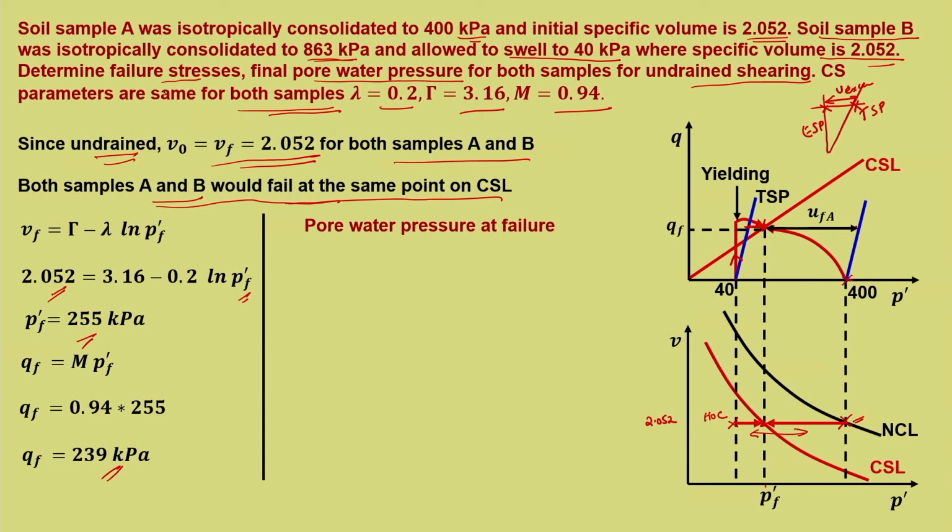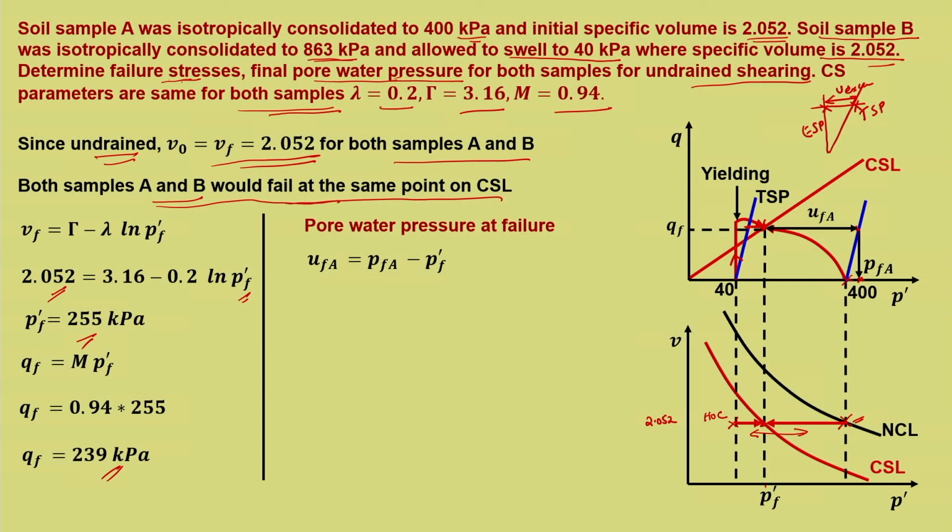So, we have determined the failure stresses. Now, we are left with final pore water pressure at failure. So, UFA is equal to PFA minus P dash F. So, we need to determine what is PFA. Now, PFA is this, that is the point. So, this is the point which we need to find out.